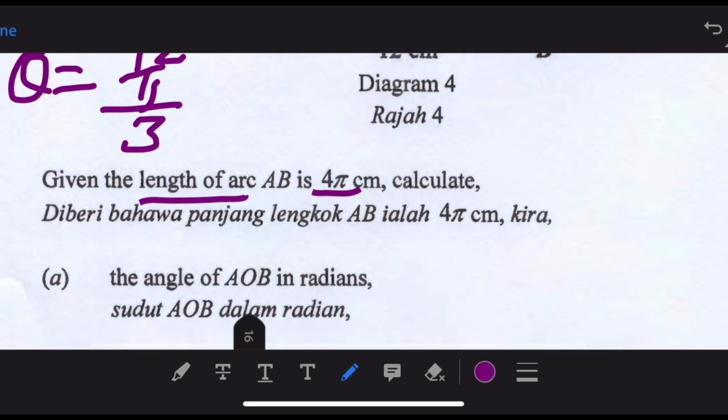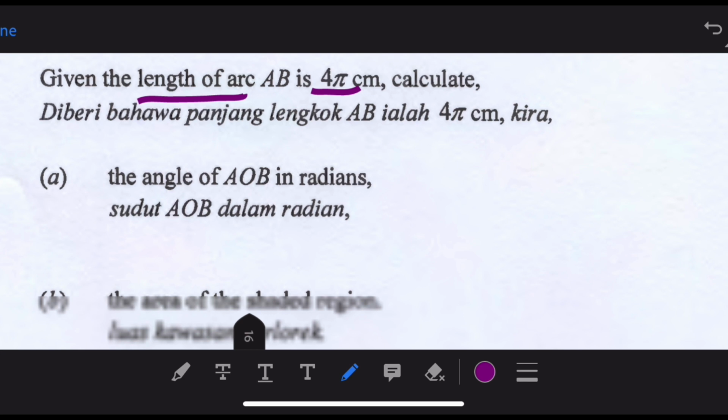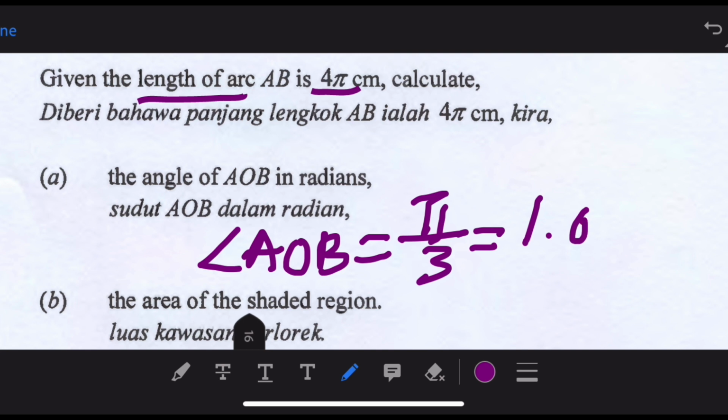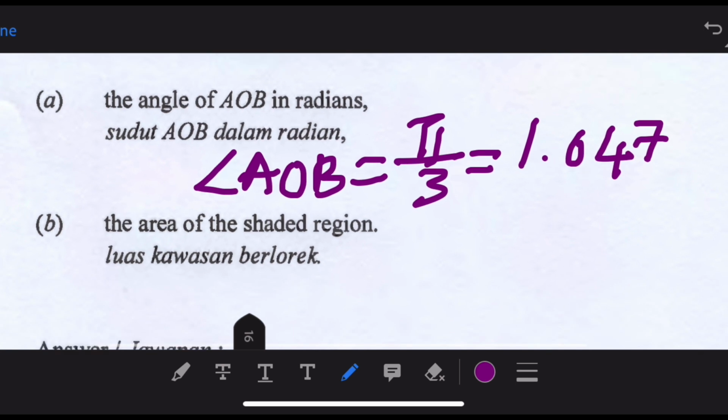Okay, so we need to find the value. So we have to use the calculator to find the value for angle AOB in terms of value. Unless the question asks for in terms of pi, we will leave it in pi form. But now the question says the value of the angle, so it's 1.047 for 4 significant figures, right?